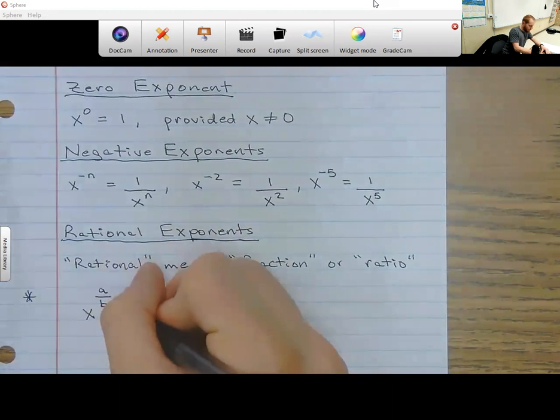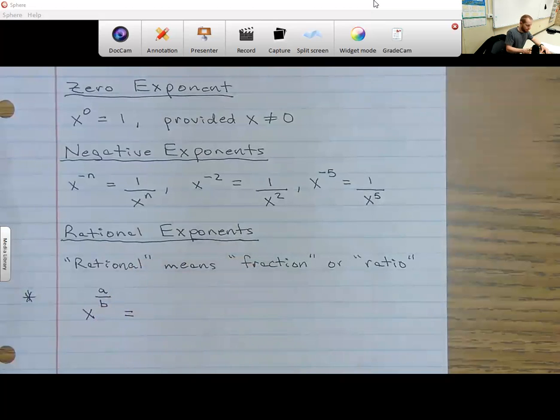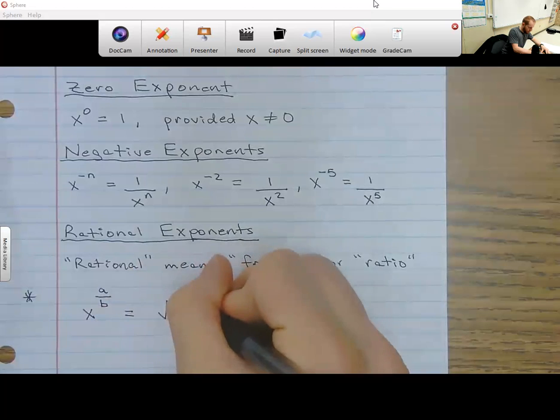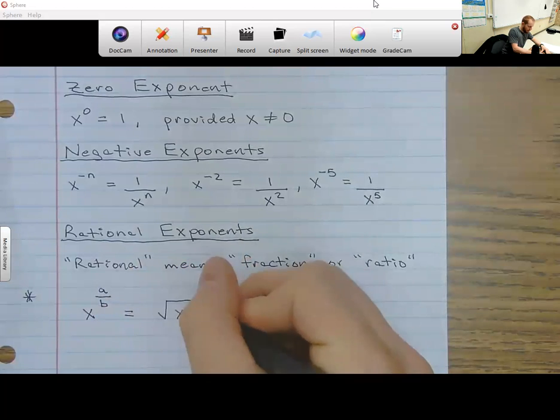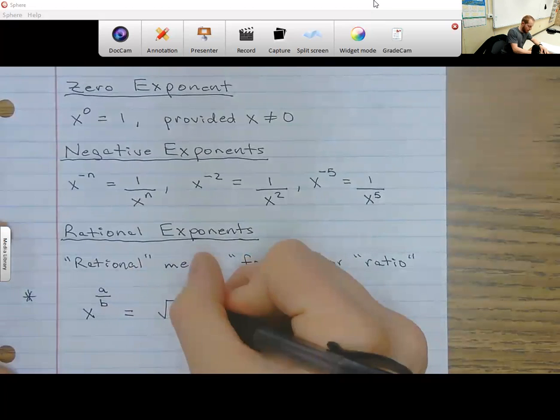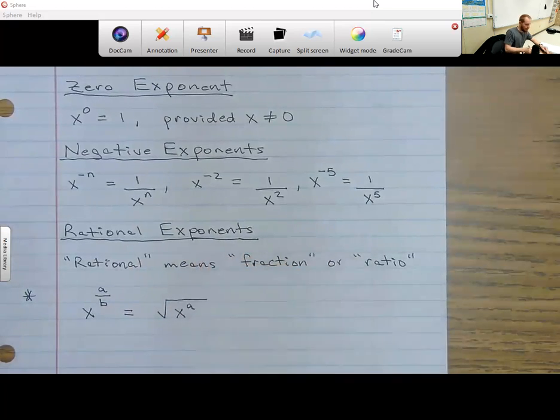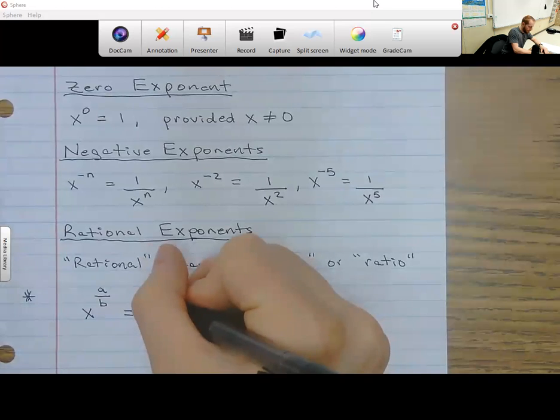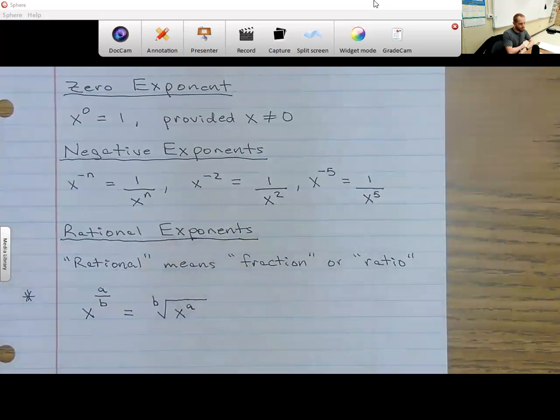And the way we write this is, it's actually going to become a radical. So we're going to have a root where we have x on the inside. And really, we just need to remember what happens to the numerator and what happens to the denominator. The numerator, the a up here, is actually going to become the new exponent on the inside. So it's going to be x raised to the a power. But then on the outside, you're going to have an index of what's the denominator. So what's the denominator over here? b. I put that as the index right here. And we're done.